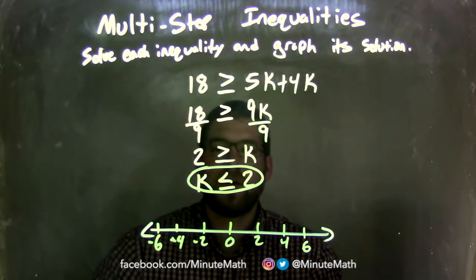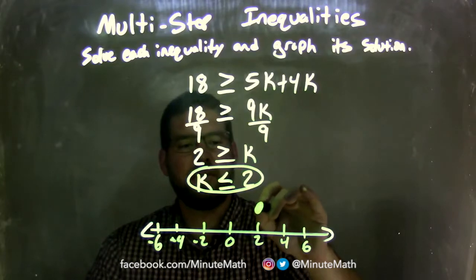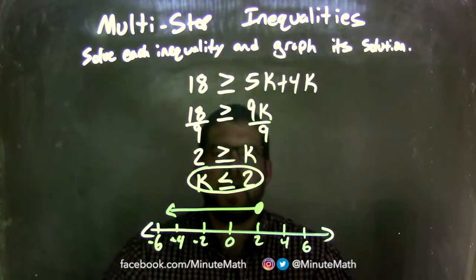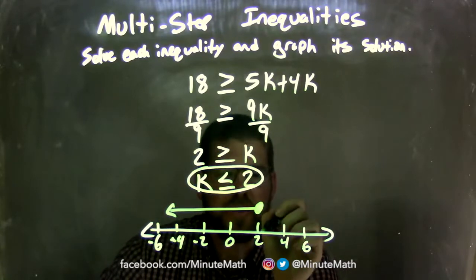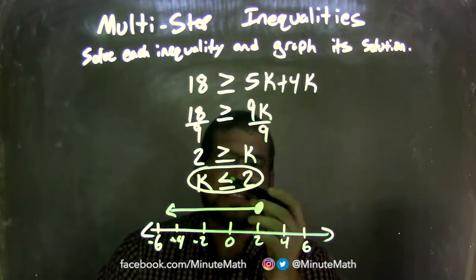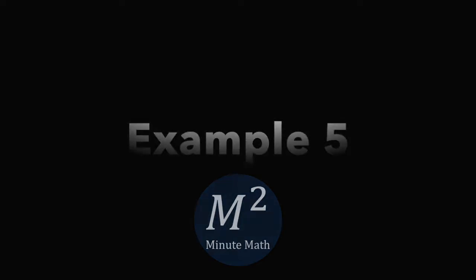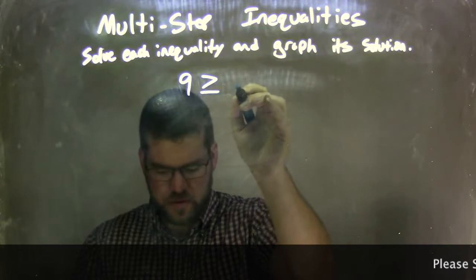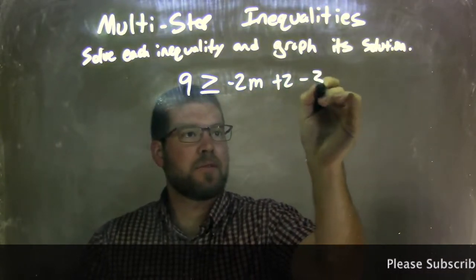Okay. So k is less than or equal to 2. Since it's equal to 2, I have a closed circle at 2. And it's less than, so I'm going to put my arrow to the left. And now we have k is less than or equal to 2. We show the closed circle again at 2 and less than to the left. This graph matches the answer, which is k is less than or equal to 2.